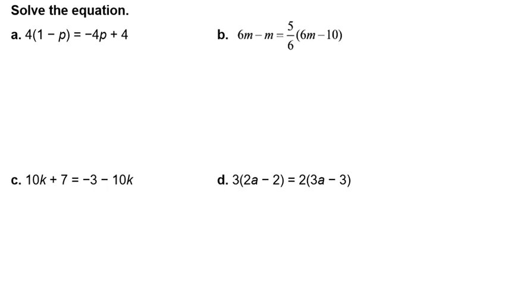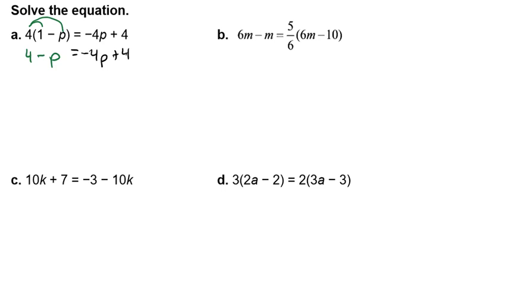In this video, we're going to practice solving equations that have the variables on both sides. So let's take a look at our first example. Here we have 4 times the quantity, 1 minus p, equals negative 4p plus 4. We'll begin by distributing our 4, giving us 4 minus p equals negative 4 plus p.